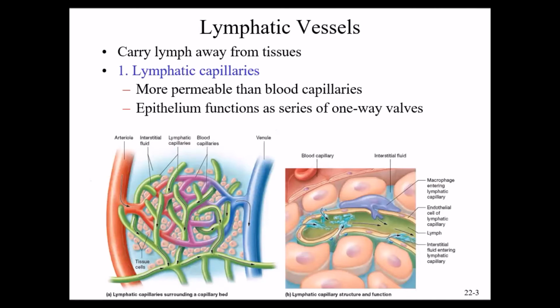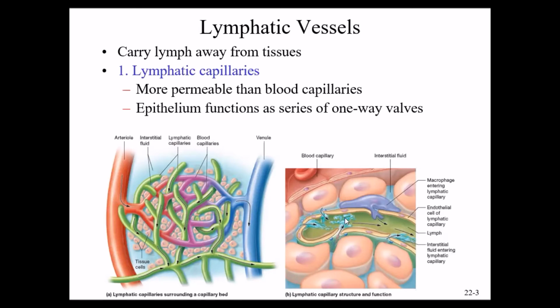They're very similar to blood capillaries, though they're a little bit more permeable to diffusion, and allow more fluid to enter into those capillaries than even blood capillaries would. So they're there to really absorb fluid. And you see in the picture here, you have an example of a lymphatic capillary, and it has large openings between the cells.